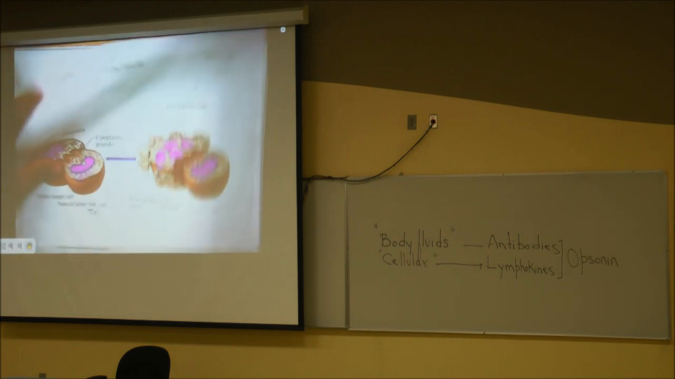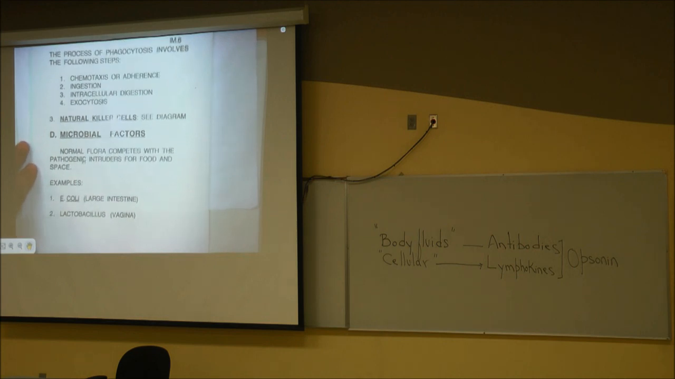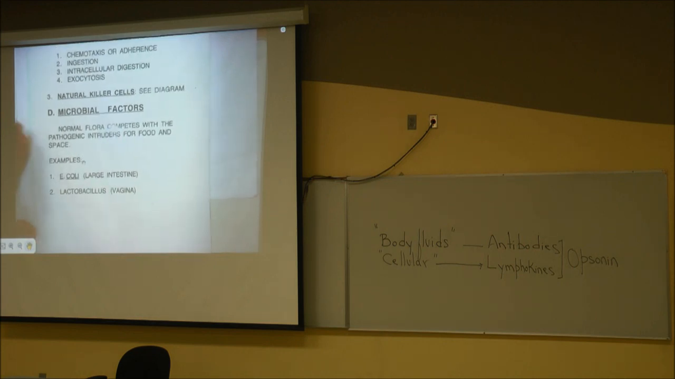Microbial factors. Microbial factor is basically our own normal flora. In the large intestine, we have E. coli, lactobacillus, and other normal flora that we talked about in chapters 14 and 15. They protect us. As long as we have our normal flora, we are protected. You remove the normal flora, and we all have salmonella in our intestine. If you get rid of E. coli, what will happen?